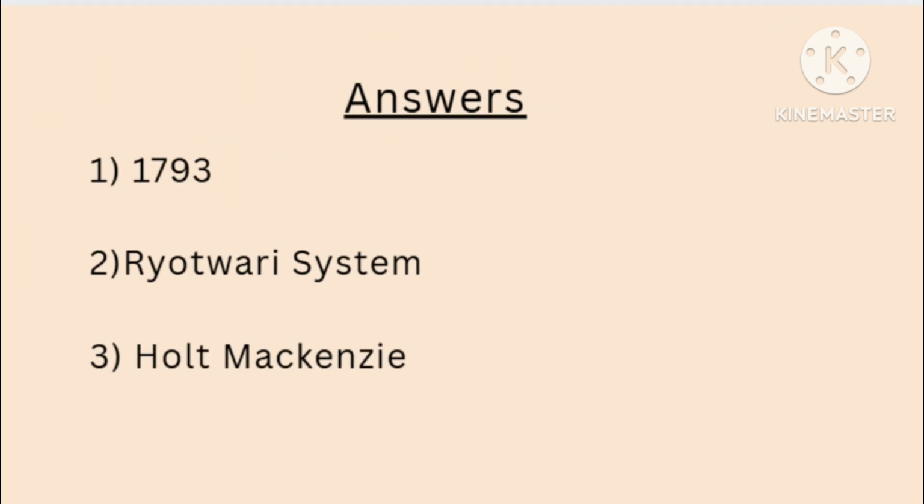To begin with, the permanent settlement was introduced in 1793. Next, tax was collected directly from farmers under the Ryotwari system. Finally, the Mahalwari system was introduced by Holt Mackenzie.